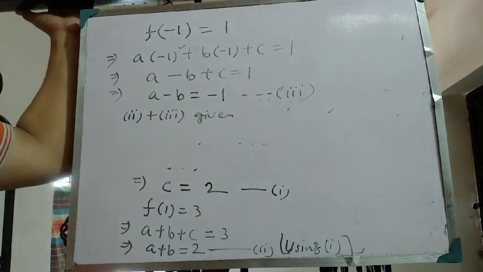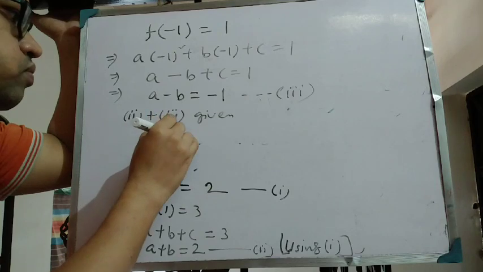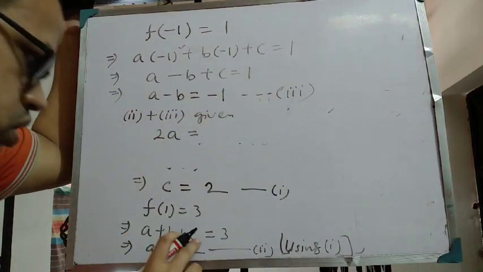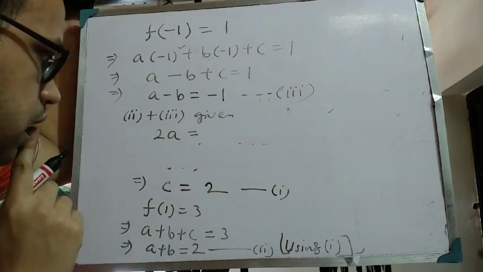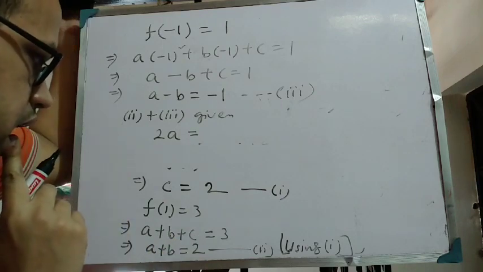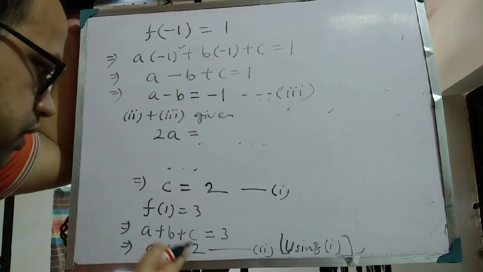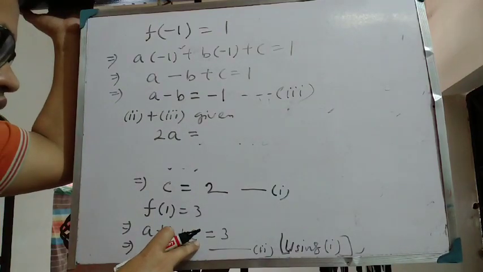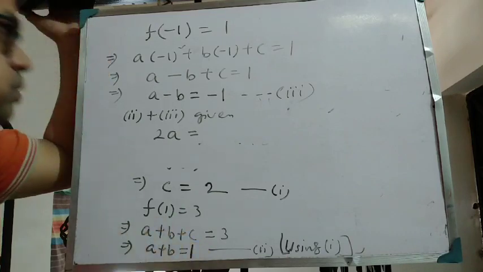So now adding 2 and 3, b is eliminated. So 2 times a is equal to 0, so a is equal to 0, and if you substitute the value of c, so it will be 1.